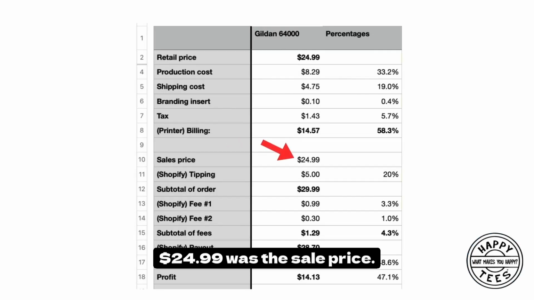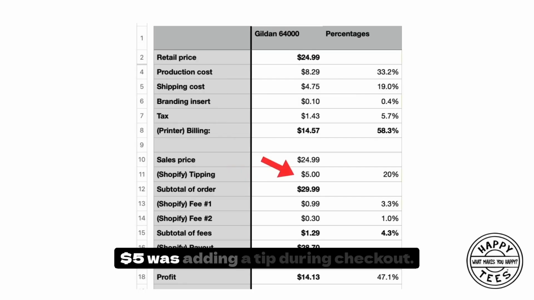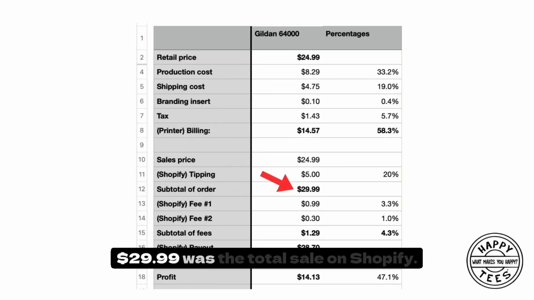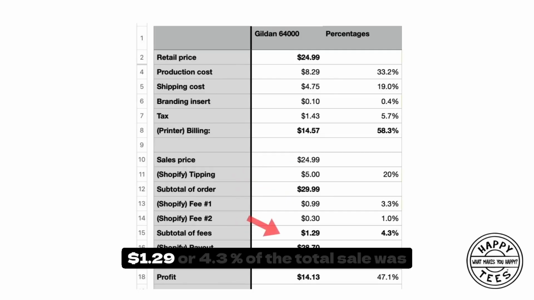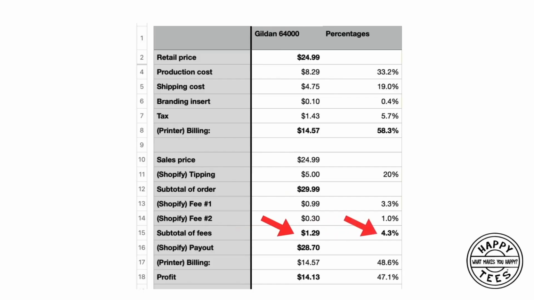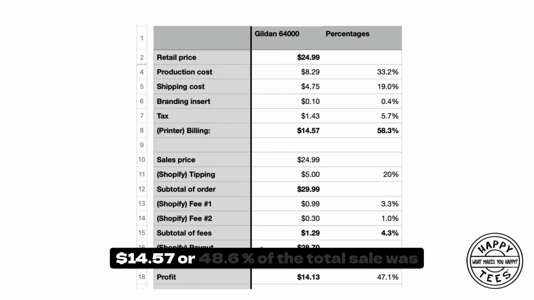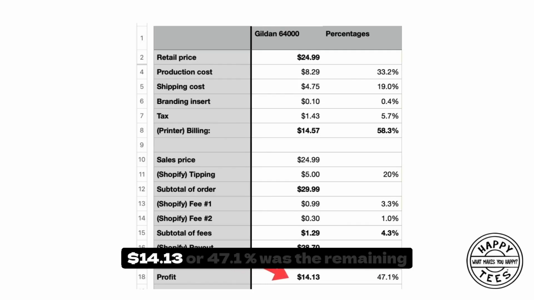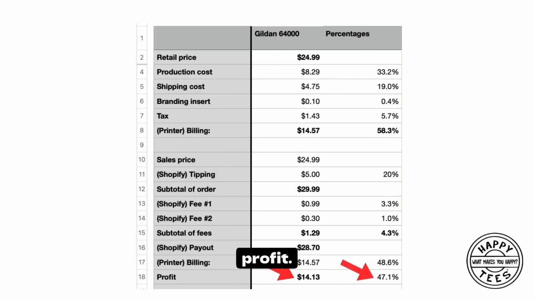$24.99 was the sale price. $5 was adding a tip during checkout. $29.99 was the total sale on Shopify. $1.29, or 4.3% of the total sale, was Shopify transaction fees. $14.57, or 48.6% of the total sale, was COGS. $14.13, or 47.1%, was the remaining profit.